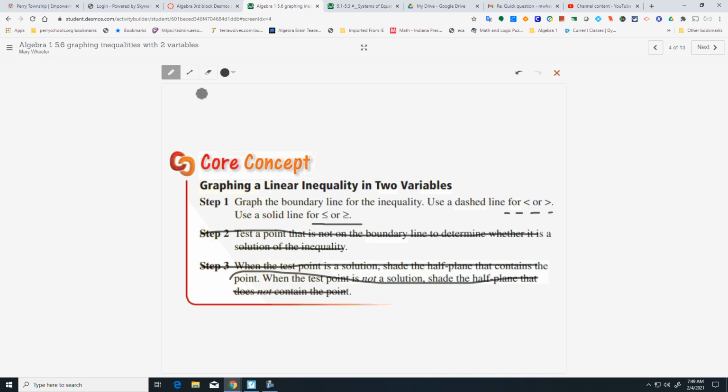And if it is going to be a less than, or less than or equal to, you're going to end up shading below or underneath. If it's a greater than or equal to, or greater than, you're going to shade above. Oops, it should be an O. So shade above or on top of. Okay? And you're going to see some examples in a few minutes.